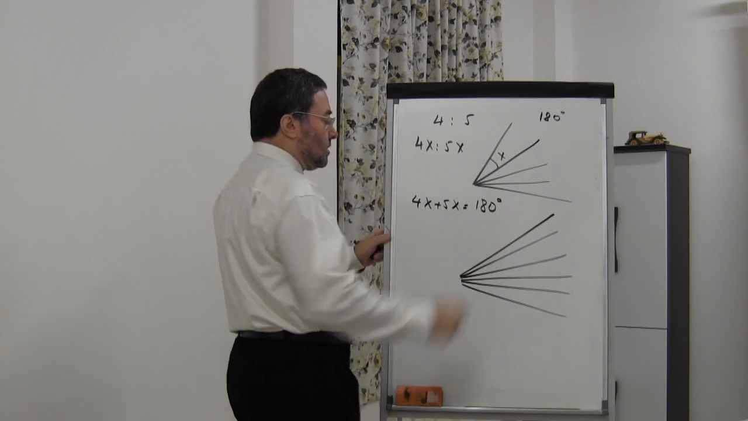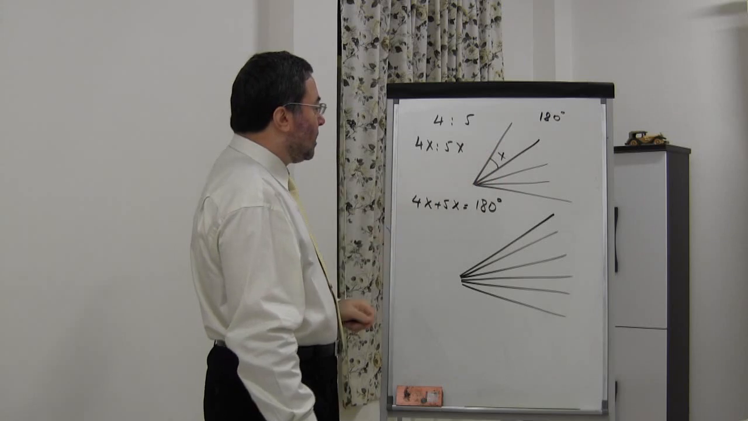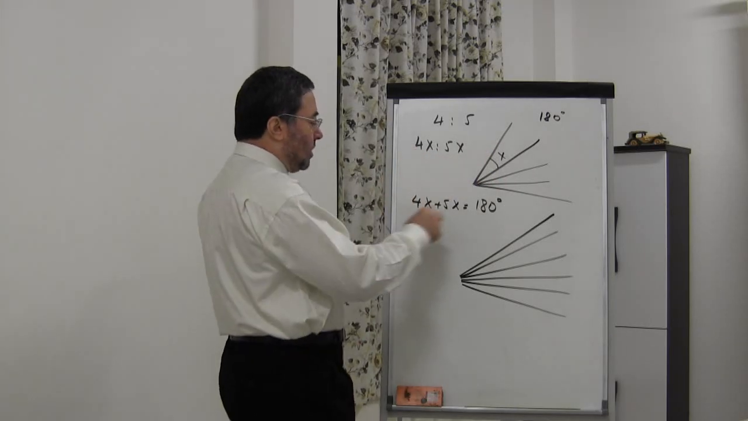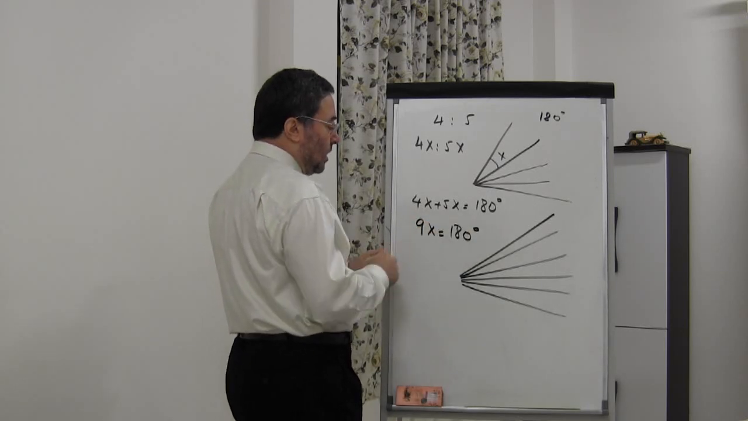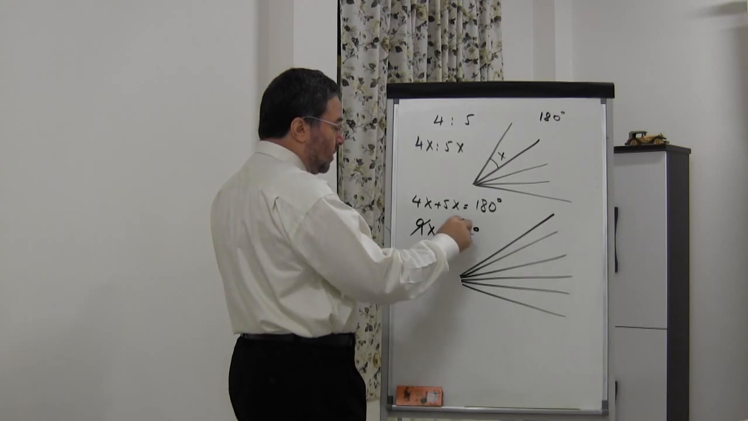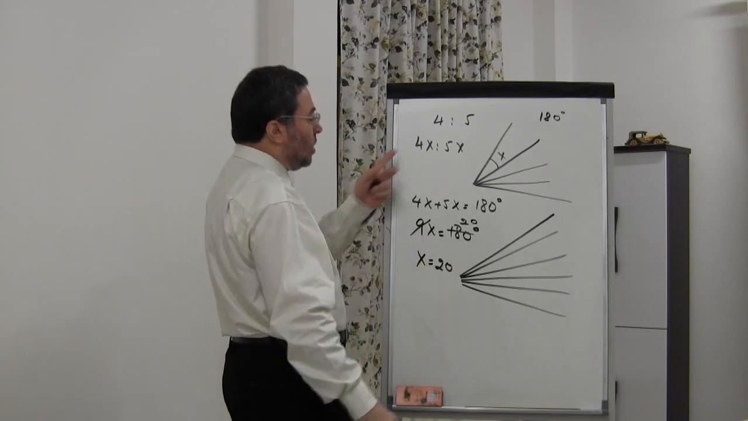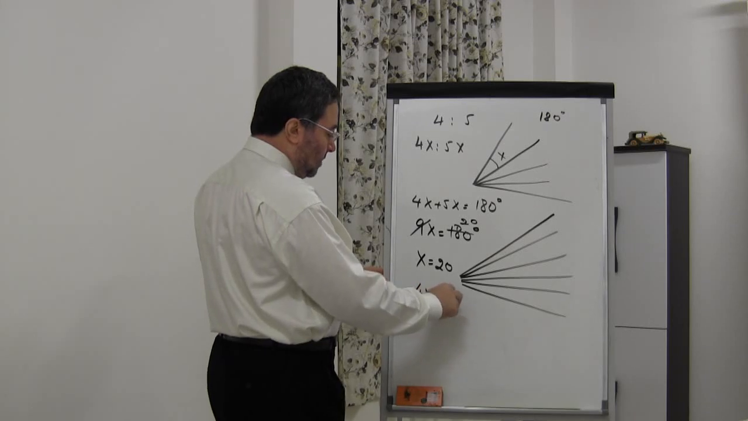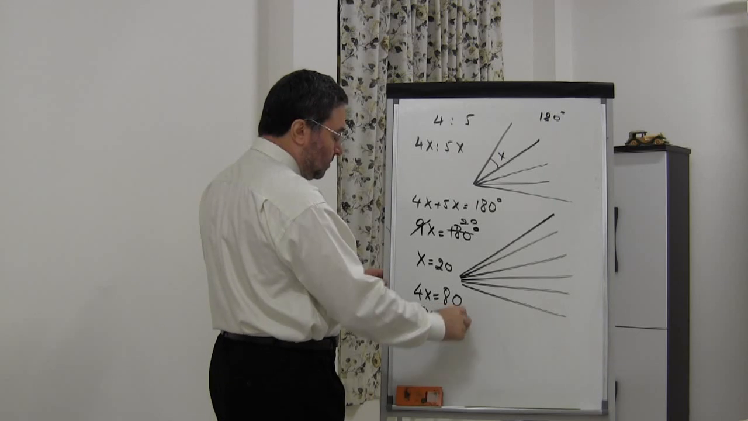gives me 180 degrees. Now when we solve for x here, we are getting one part. Remember that the angles are 4x and 5x. And we get here 9x equals 180 degrees. And we divide by 9, and we get 20. So x equals 20. One of the angles is 4x, and that will be 80. And the other one is 5x, and that will be 100.